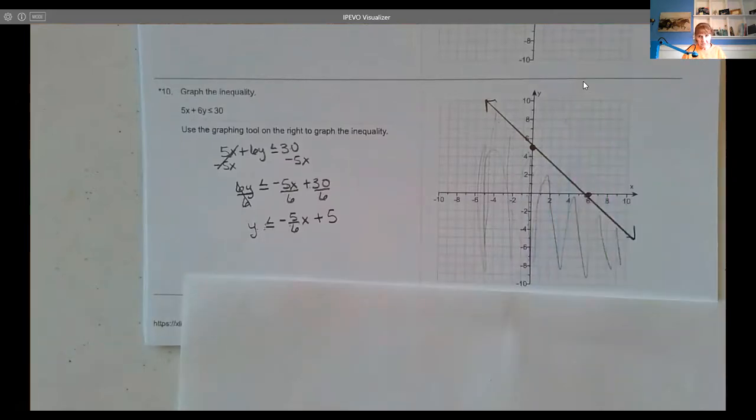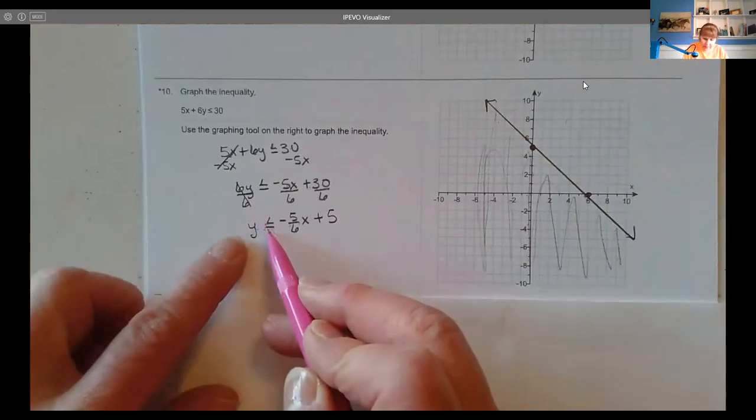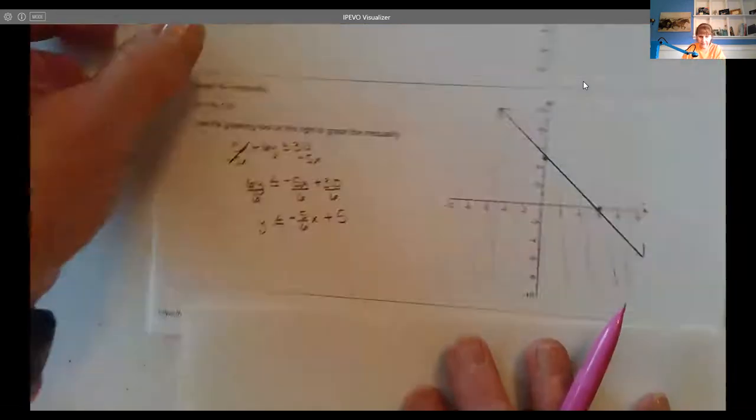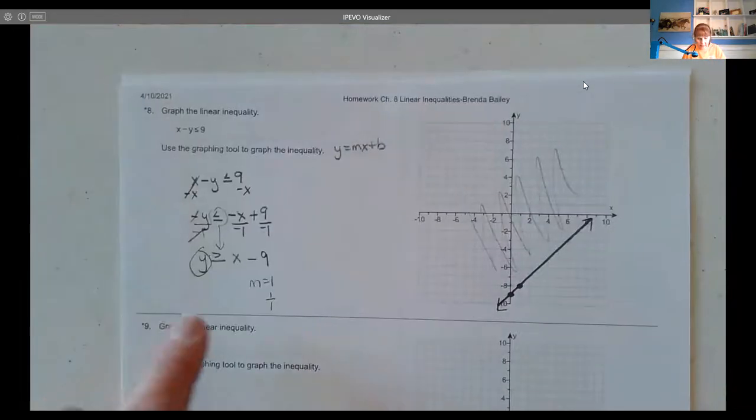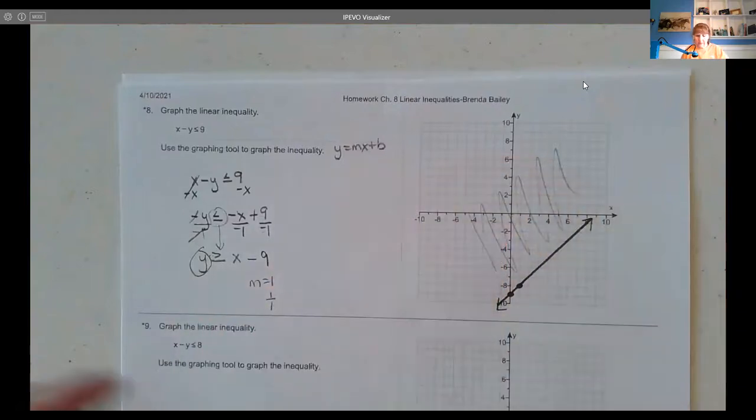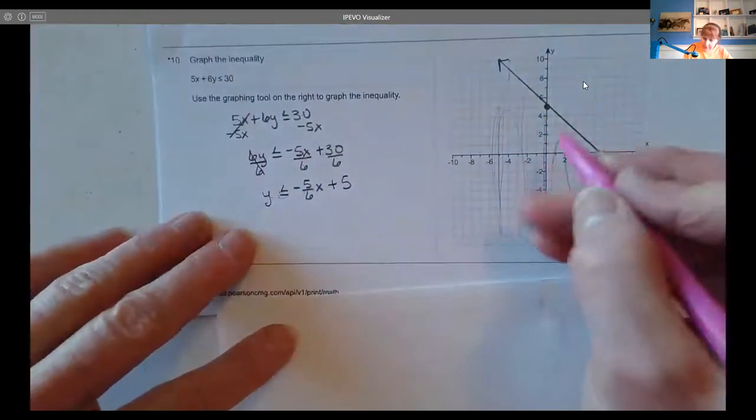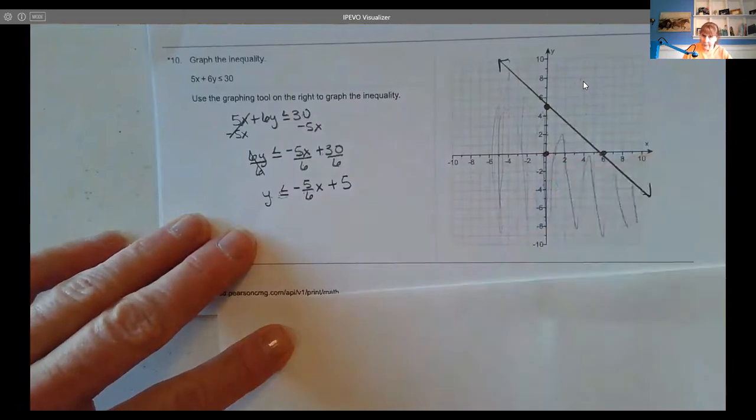But just in case, let's say you're not sure, do I go below or do I go above? If it's less than, it's below. If it's greater than, you shade above. But in case you're still not quite sure, let's put in 0, 0 and see if it works in the original.